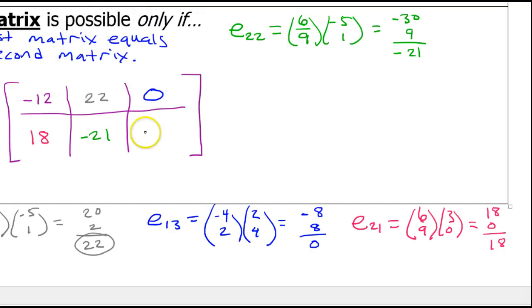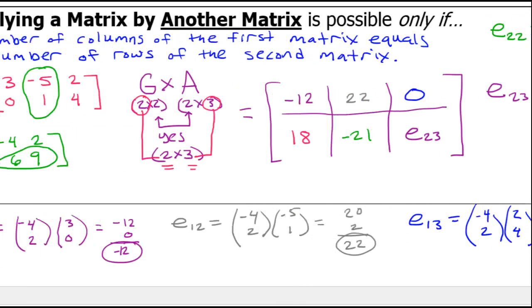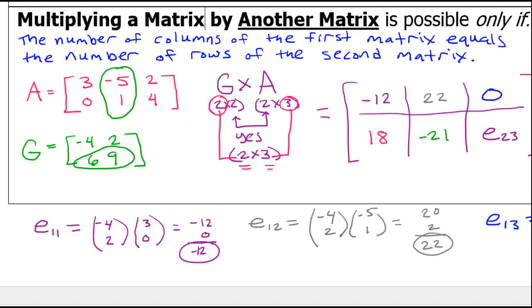This is element 2, 3, because I'm in row 2, column 3. So, element 2, 3. This is row 2, column 3. So that means I'm going to need row 2 of the first matrix. Hold on, let me get ready. I wasn't ready. Okay, again I say row 2, column 3. Row 2 of the first matrix and column 3 of the second matrix.